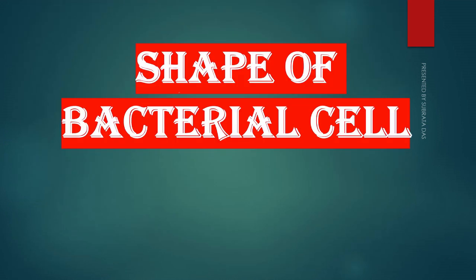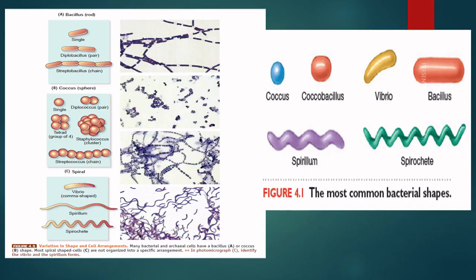Cells, and next we will discuss the shape of the bacterial cell. So the main five shapes are there for bacterial cells. First one is the bacillus, that is rod shaped, and coccus, that is a spherical shape, and spiral, under which there is a vibrio shape or spirillum or spirochetus.